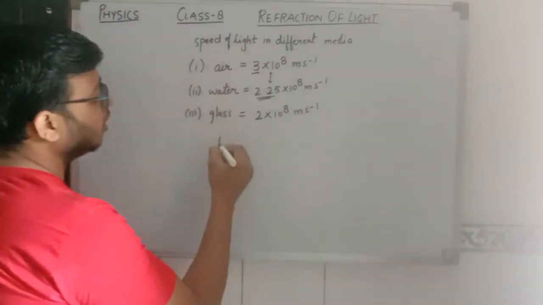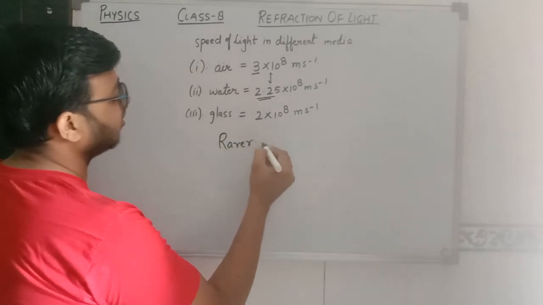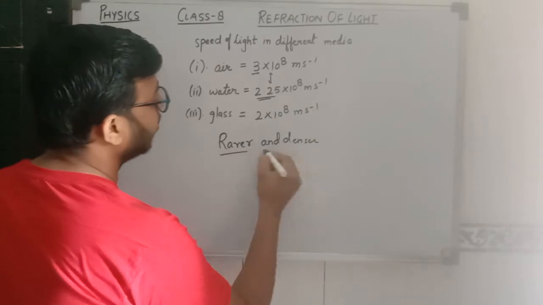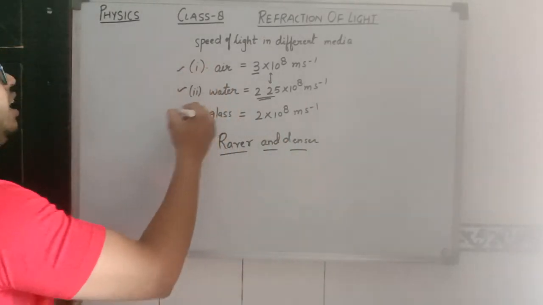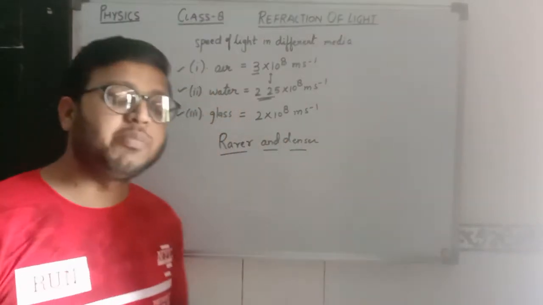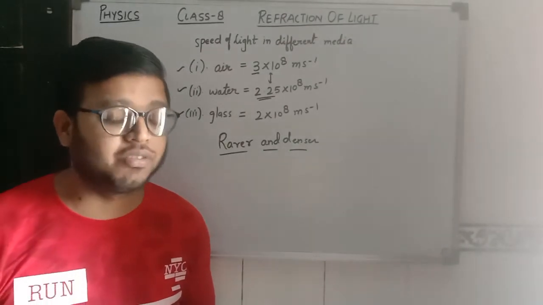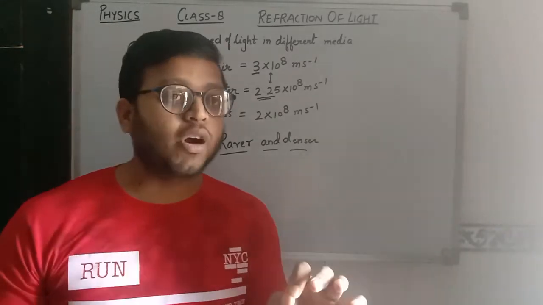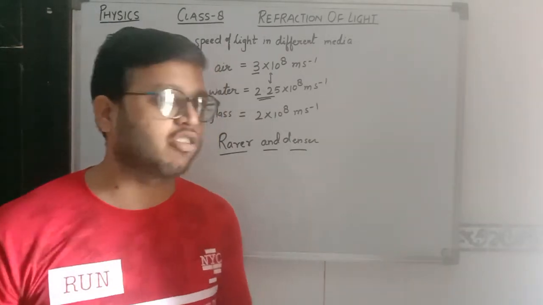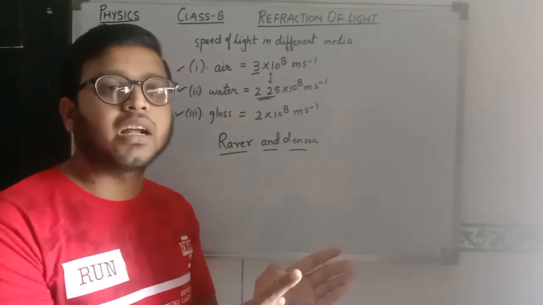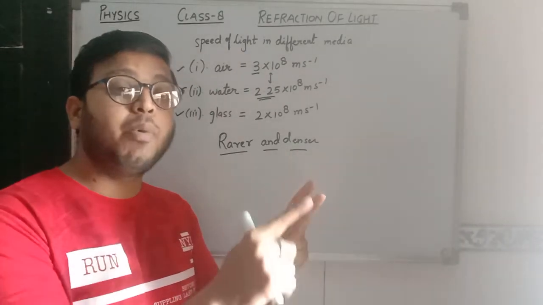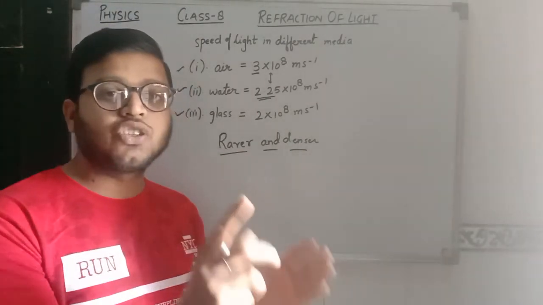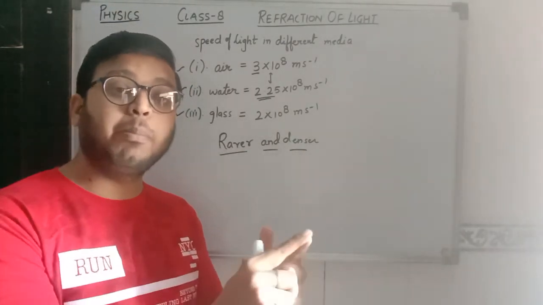So we have introduced 2 new words, rarer and denser. If we talk about among all these 3 media, air, water and glass, which medium is rarer and which medium is denser, directly we cannot say. So one more important point comes regarding refraction. Refraction is such a topic which depends on both the media, not only a single medium. Refraction is a topic which depends on both the media.